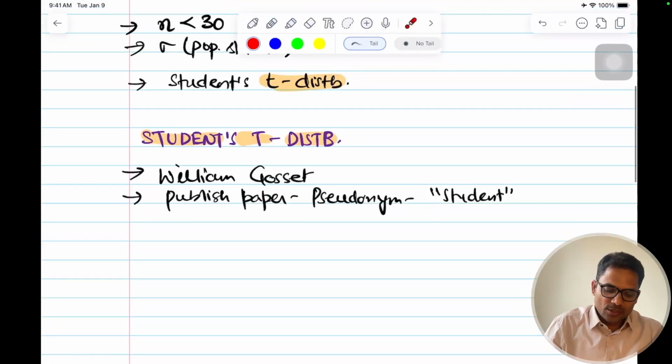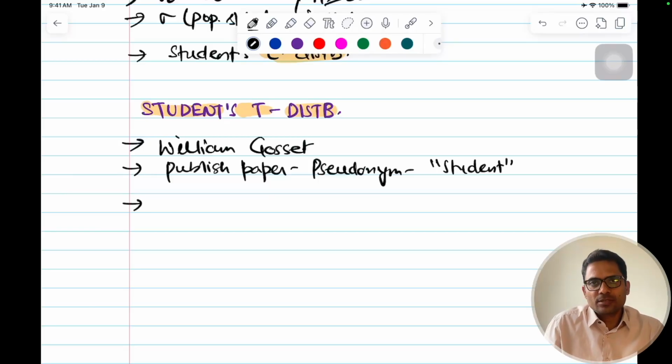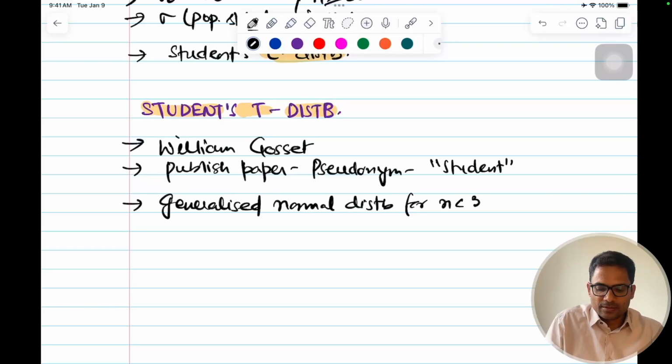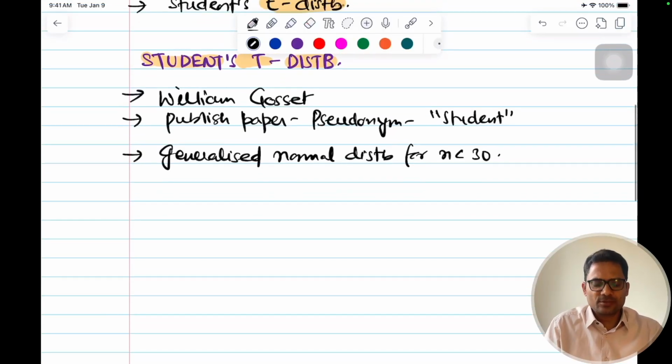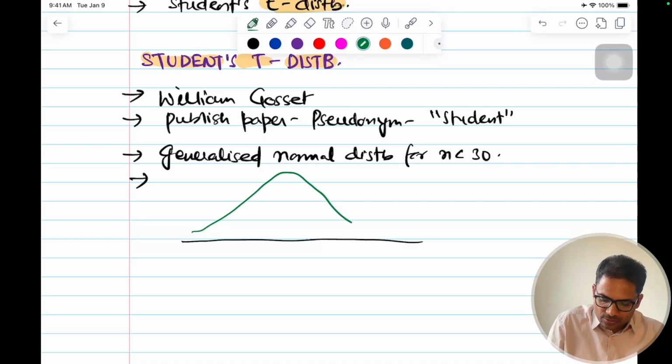Okay, and what does it do? What is the t-distribution about? This is a generalized normal distribution. We are very familiar with the normal or the Gaussian distribution, and it generalizes that for small samples, for n less than 30. There are some features. It is symmetrical around 0. It is the same bell kind of curve which is symmetrical around 0.